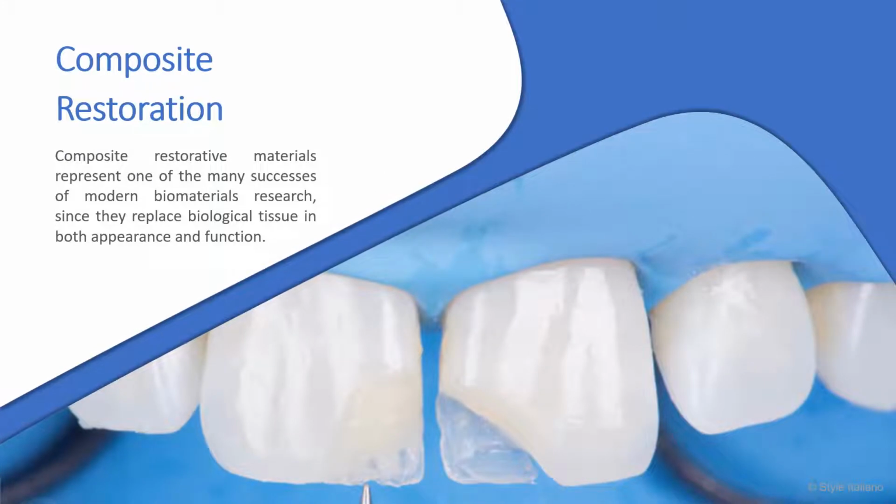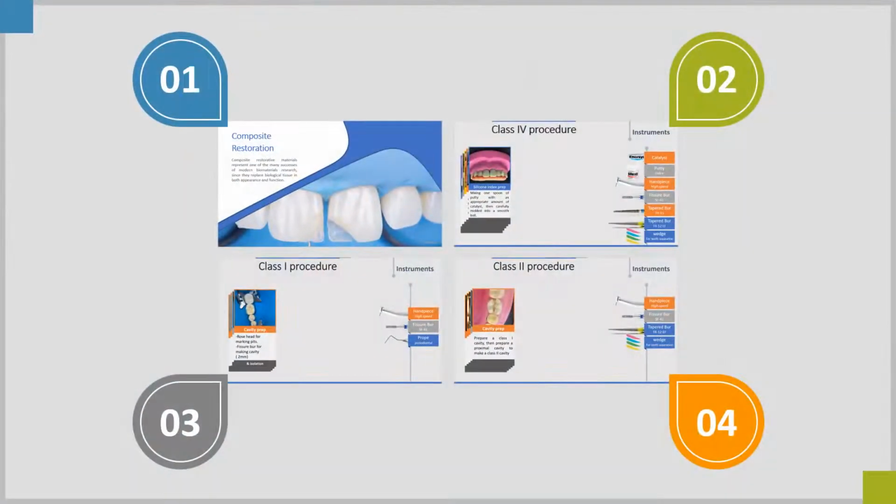First, we will handle composite restorations. Composite wasn't as popular, but now with new advances, it becomes stronger and can be used more widely, especially when it comes to aesthetics. In this case, it can replace biological tissue, both in appearance and function. And in this presentation, we're going to delve into the procedures of Class 4, Class 1, and Class 2 using composite. And that's it, an overview of what we're going to handle.